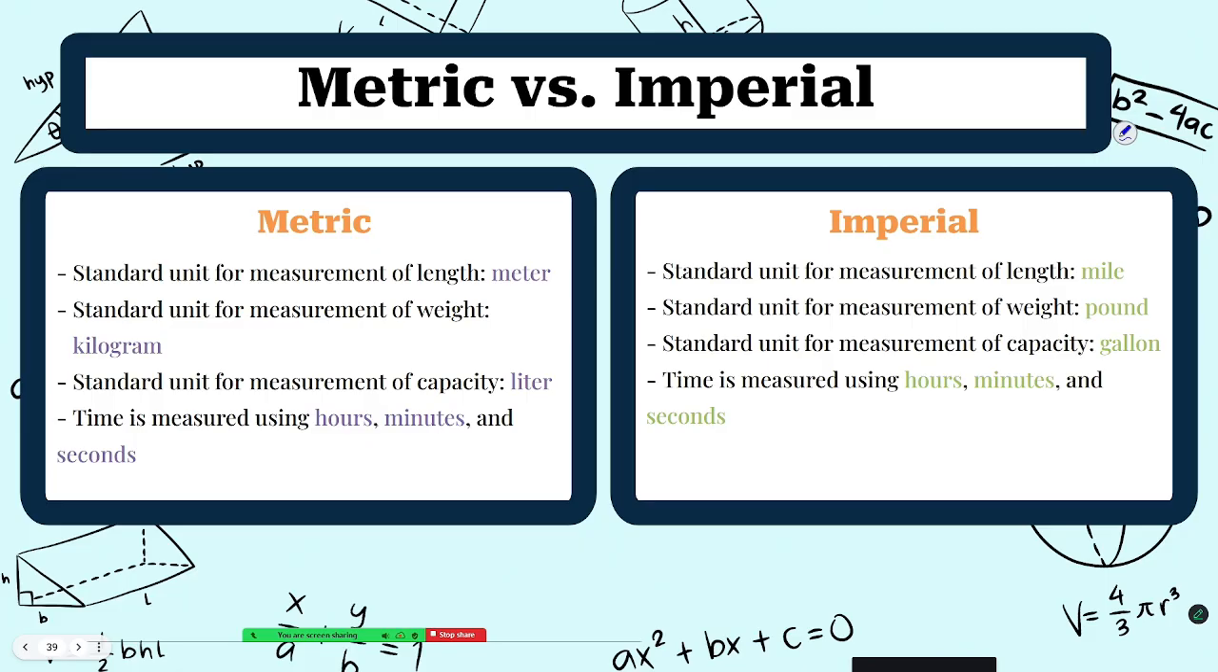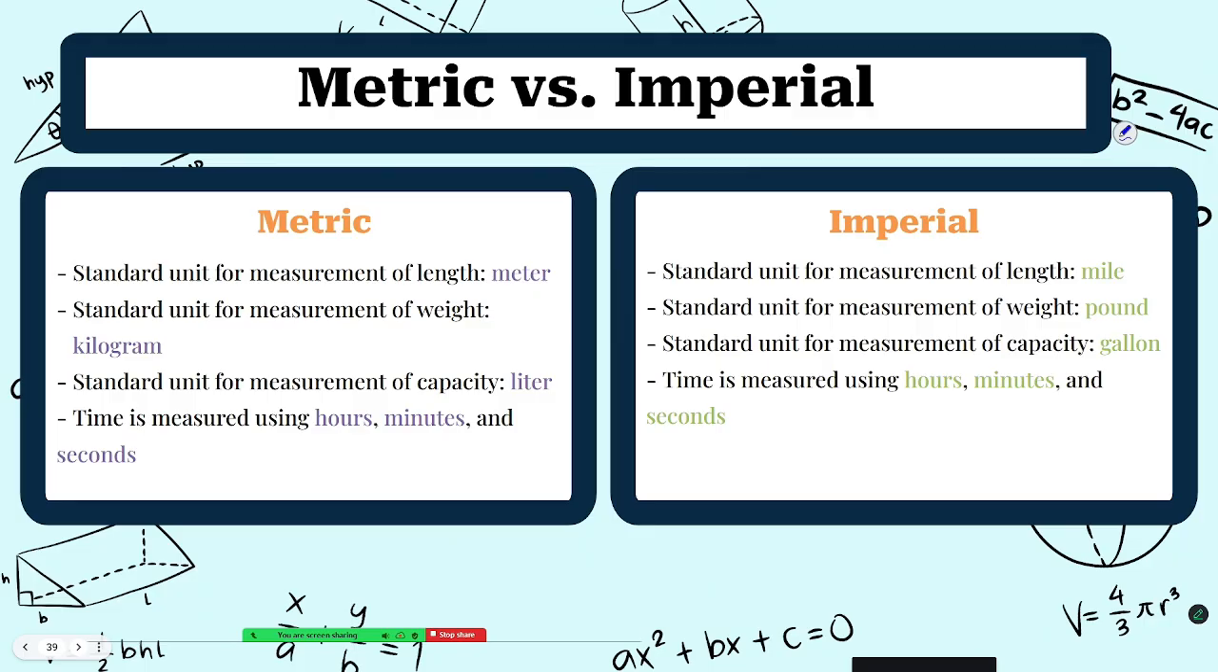When we are looking at weight, the standard unit of measurement for weight is the gram. And so you've got the kilogram. When we're talking about the standard unit for measurement of weight in the imperial system, we're talking pound. In the metric system, if we're measuring capacity, the standard unit is liter. In the imperial system, the standard unit is gallon.